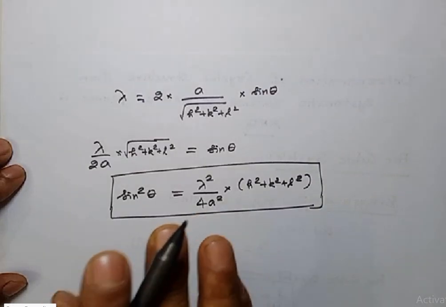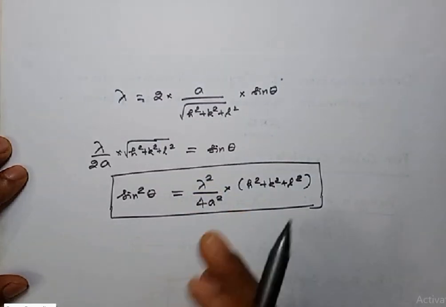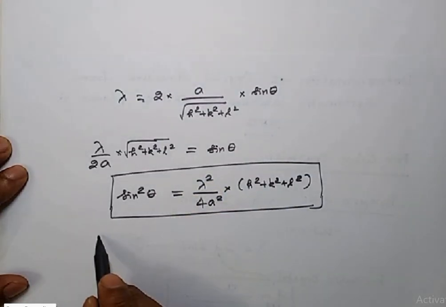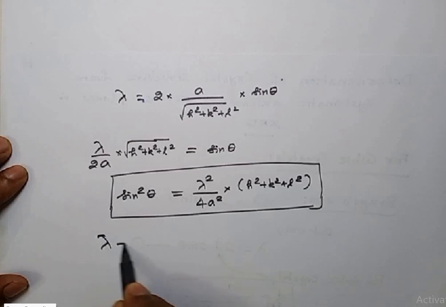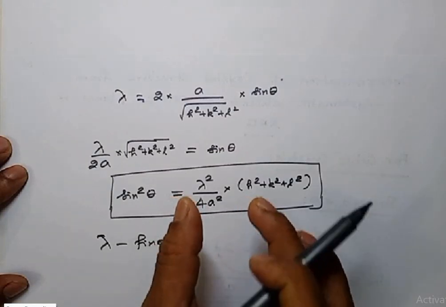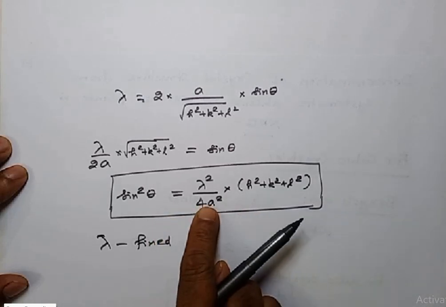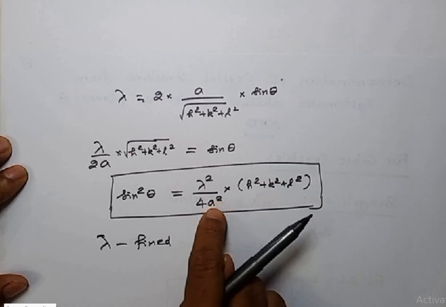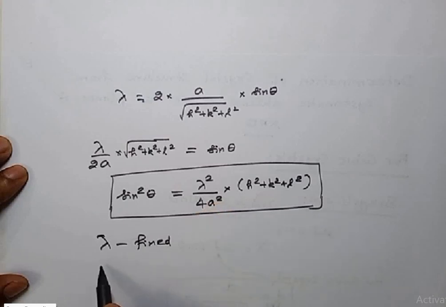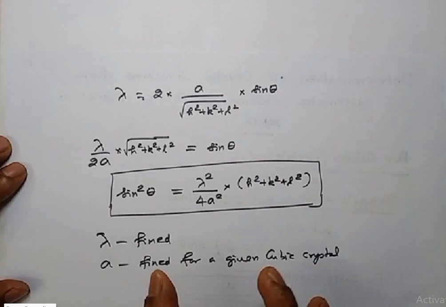Listen, in powder XRD, specifically the Debye-Scherrer method, we fix the lambda. Lambda is fixed, right? And what is a? a is called the edge length of the unit cell, it is called the crystal parameter. Edge length is a fixed value. For a given crystal, it is constant. a is fixed for a given cubic crystal. If some cubic crystal is given, then edge length is a constant.